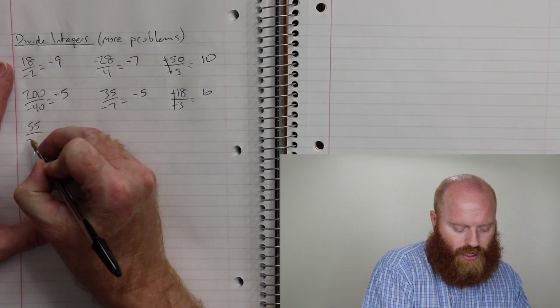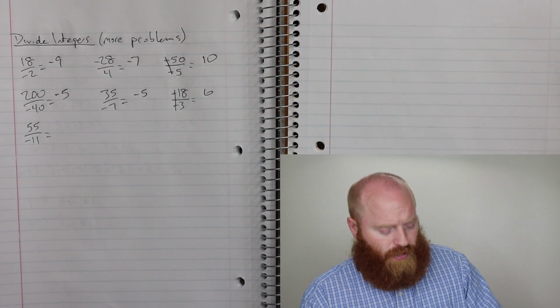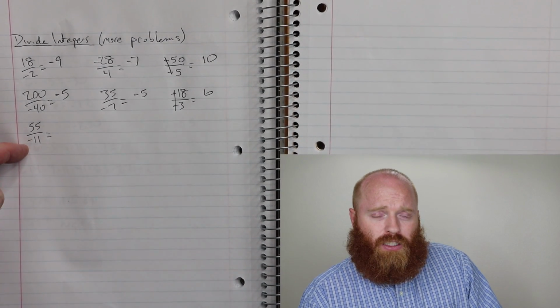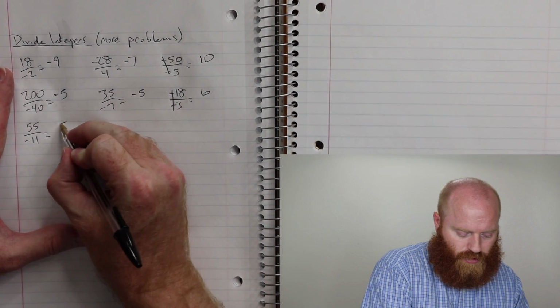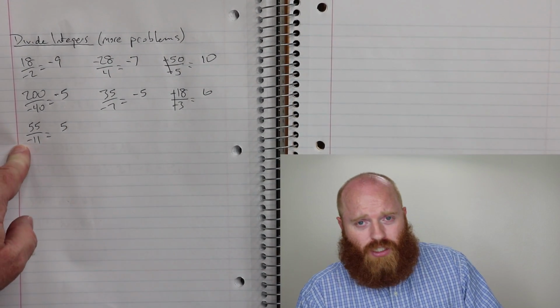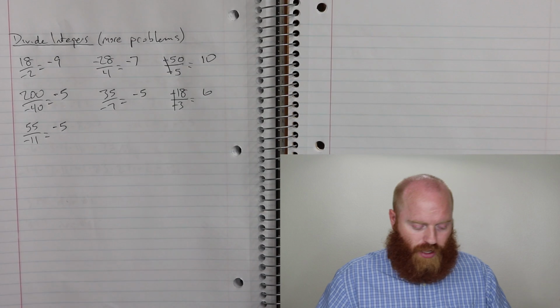55 divided by negative 11. Well, 55 divided by 11 is 5. Positive divided by negative is a negative. The answer is negative 5.